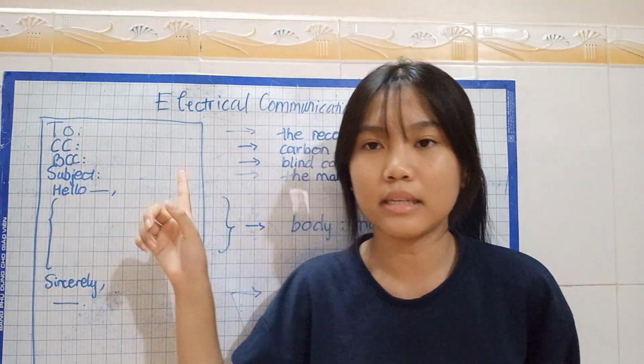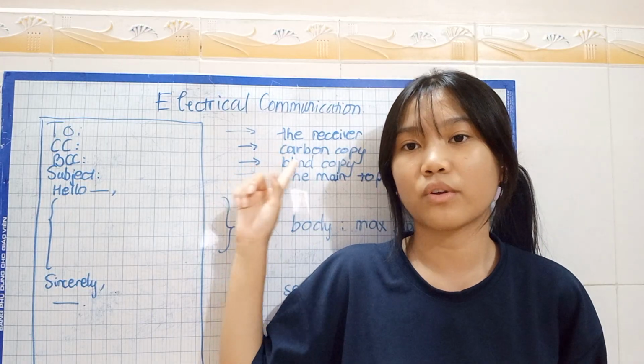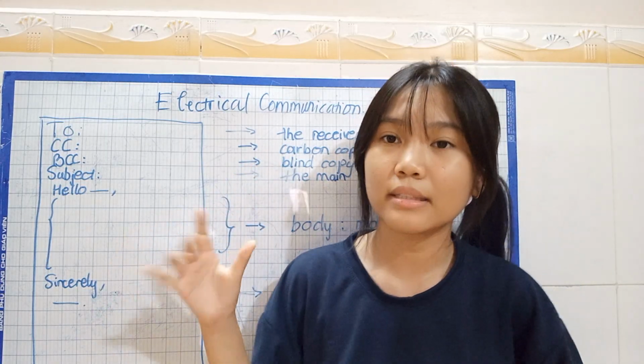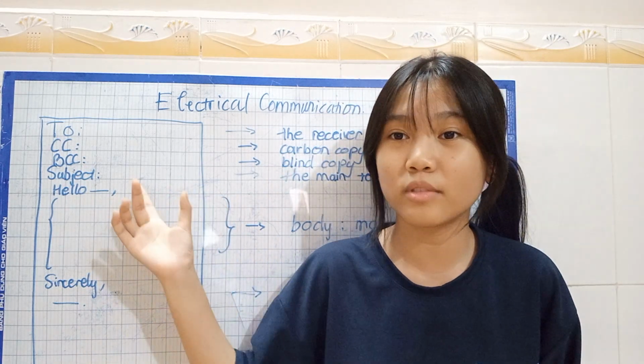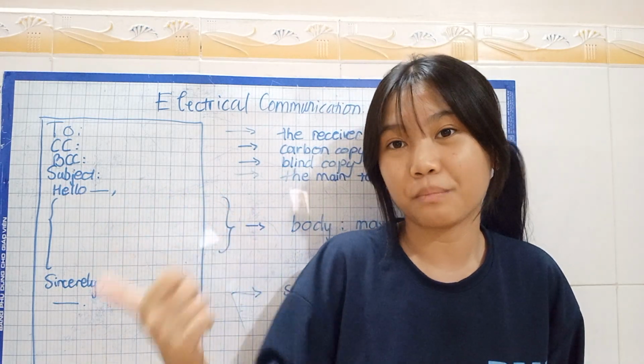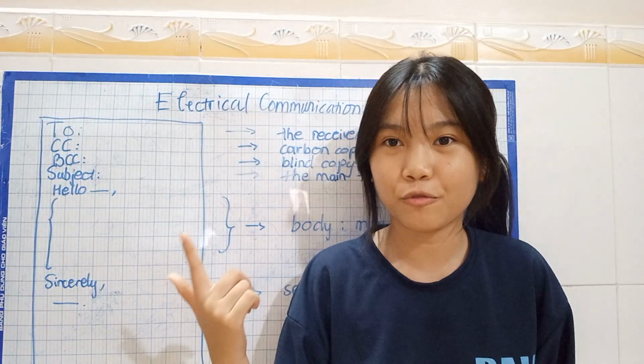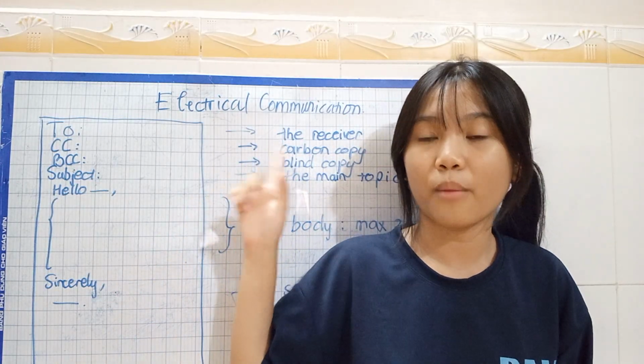Secondly is CC. What is CC? CC stands for carbon copy, which means that people that receive carbon copies are people that are not directly involved in this, but maybe that information could be useful for them. They could take that for reference or whatsoever. So that is carbon copy.